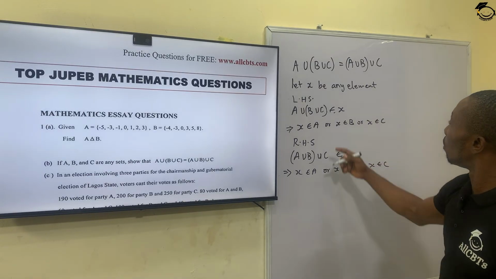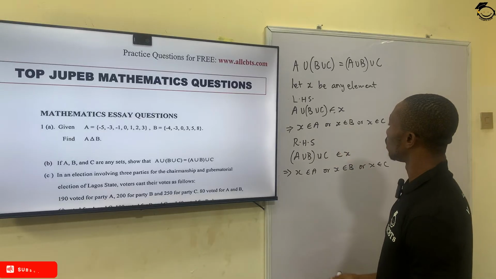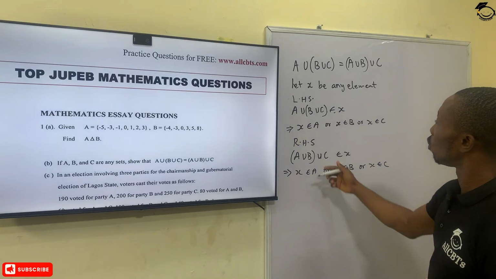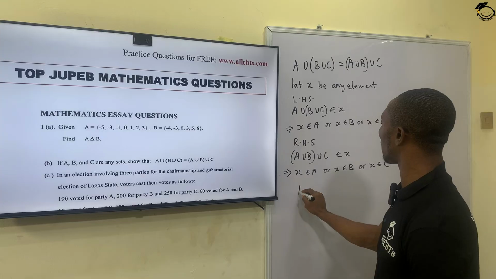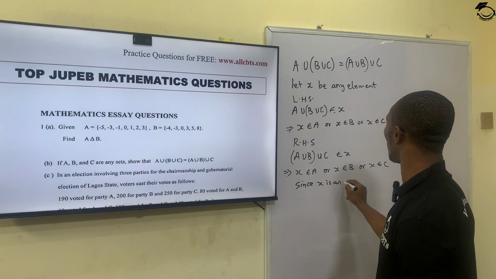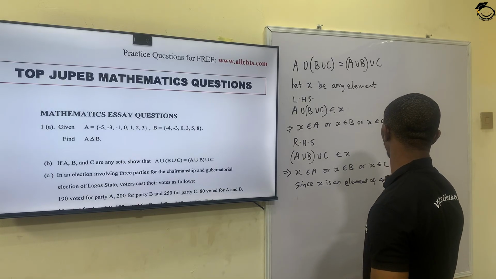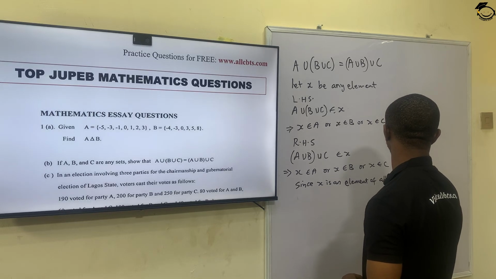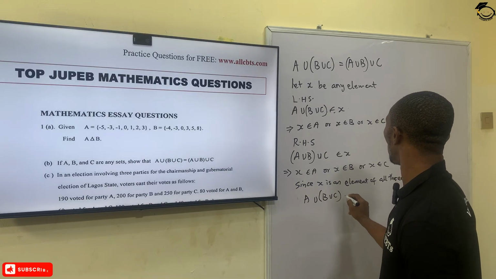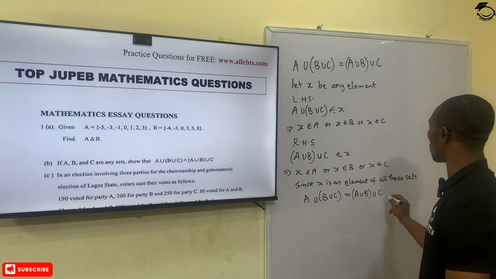Now we can see that both conditions are giving us the same value: X is an element of A, or X is an element of B, or X is an element of C. So whichever way it is written, it's been proved that, since X is an element of all three sets, A union (B union C) is associative with (A union B) union C.